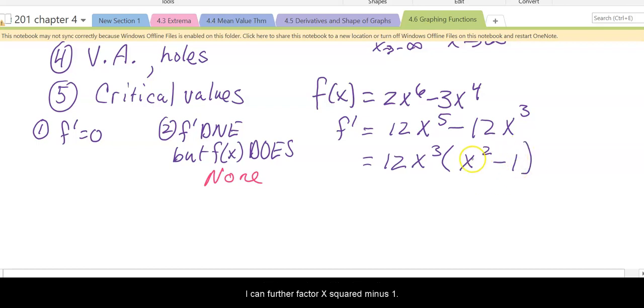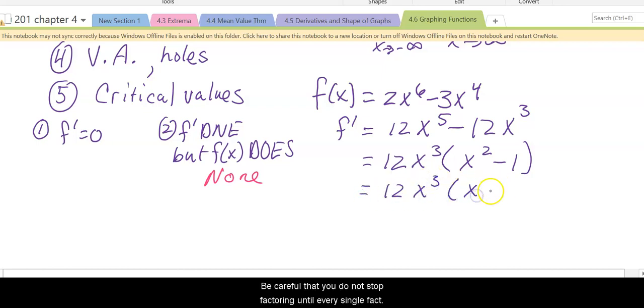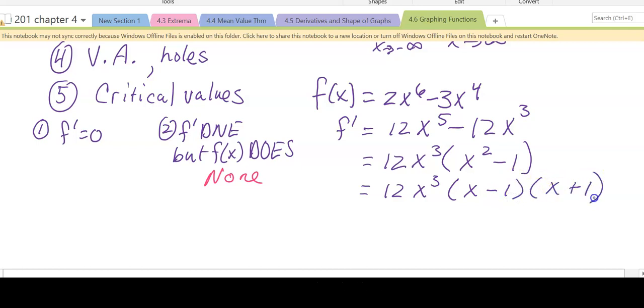I can further factor x squared minus 1. Be careful that you do not stop factoring until every single factor group cannot be factored anymore. At this point, I can do nothing more. 12x cubed is a monomial factor, x minus 1 is a binomial factor that doesn't factor more, and x plus 1 is a binomial factor that does not factor more.